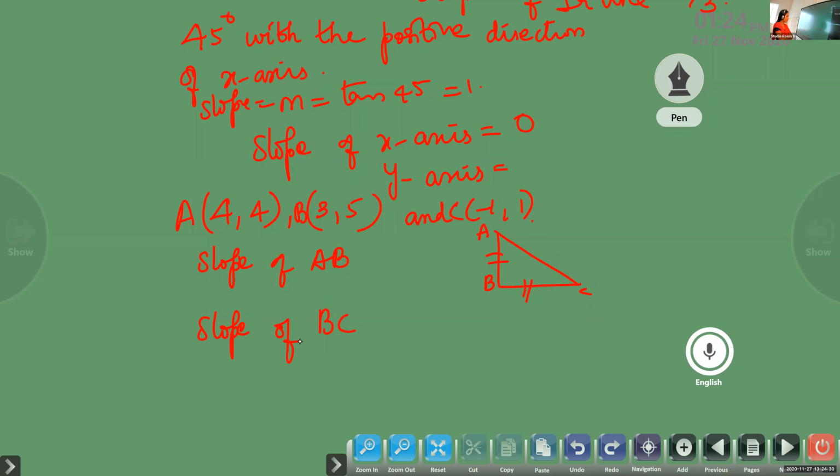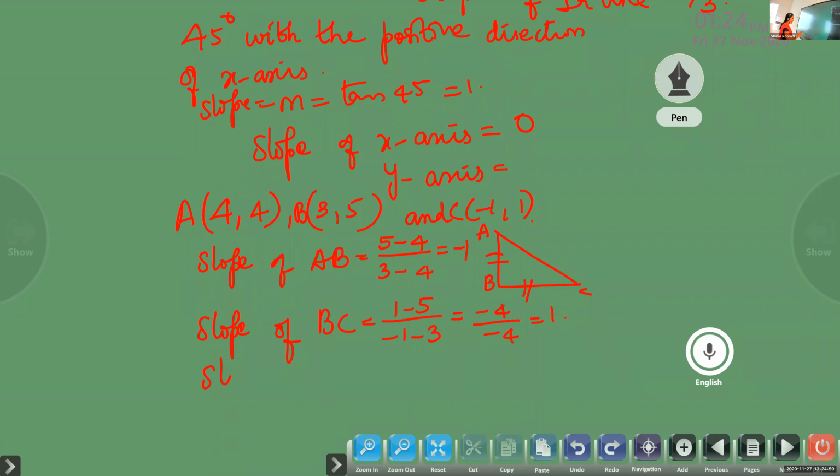What is the slope of AB? Slope is y2 minus y1 by x2 minus x1, isn't it? 5 minus 4 by 3 minus 4, so you'll get 1 by -1, which is -1. Find out the slope of BC. 1 minus 5 by -1 minus 3, so you will get -4 by -4, which is 1.